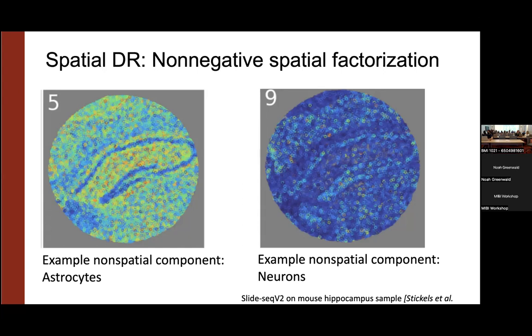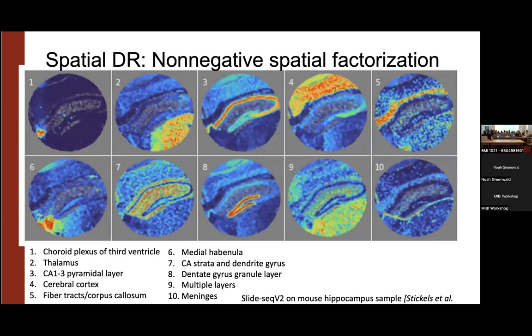Okay, question from the chat. Do you have an idea of why there's such a big discrepancy between the marker genes in each cell type and the actual spatial factors?